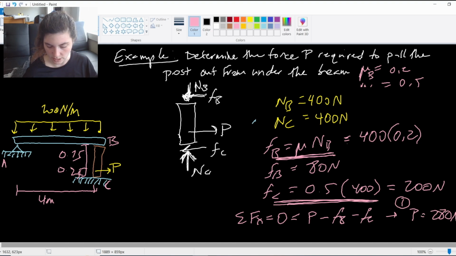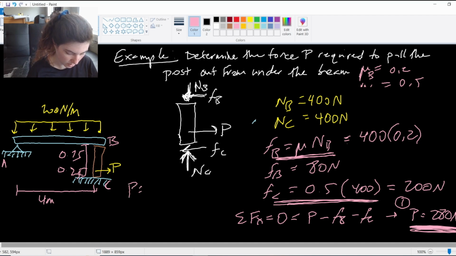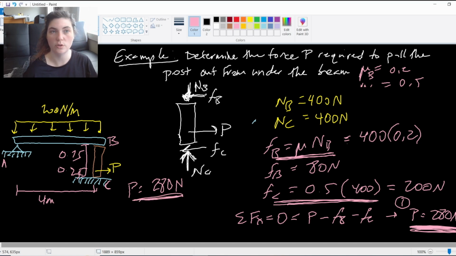So this is the first case that we talked about, where both ends are slipping. So you're using their theoretical maximums, because that is the point when slipping occurs, if it's greater than those maximums. So P equals 280 is one possible load, but we need to check those other two cases.